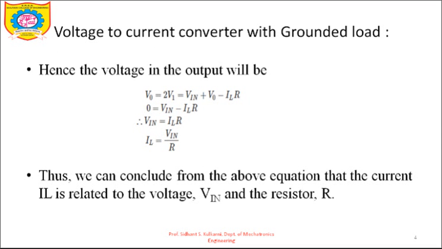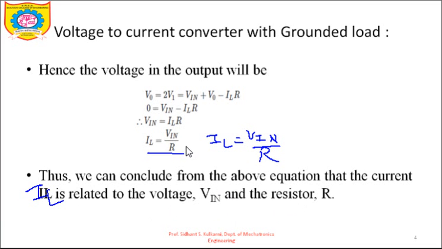So if V0 is equal to 0, we assume, so 0 is equal to 2 times Vin minus IL into RL. Therefore Vin is equal to IL into RL, and therefore we can get the expression as IL is equal to Vin upon R. So what we have achieved is that the load current can be represented as input voltage Vin divided by resistance R. Thus we can conclude from the above expression that the current IL, this should be I suffix L, is related to the voltage Vin and resistor R.